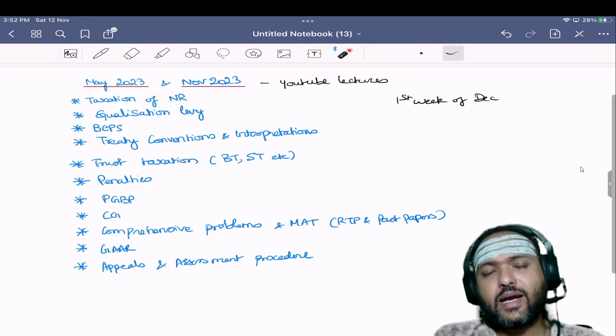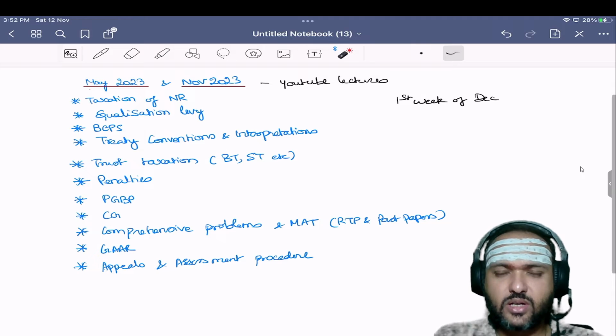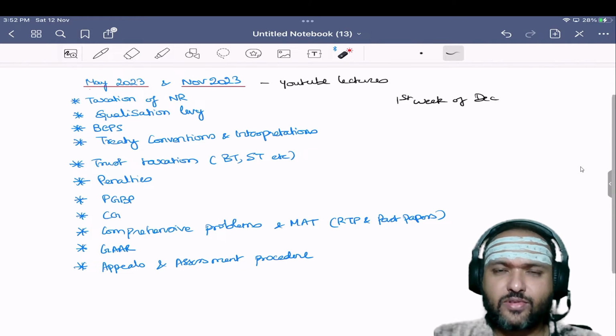This is the taxation of charitable and religious trusts, also for business trust, securitization trust, etc. So these topics are primarily tested a lot of late. So this topic will be done as a separate lecture.